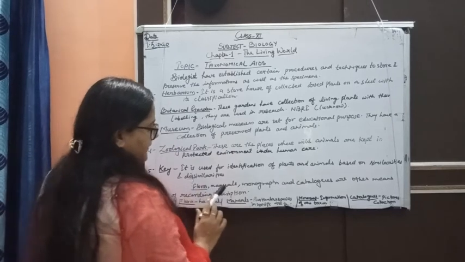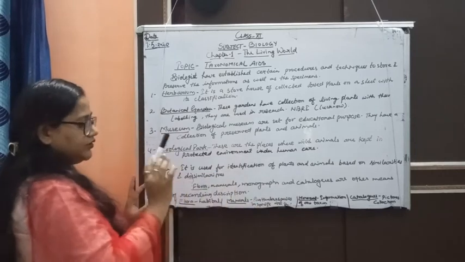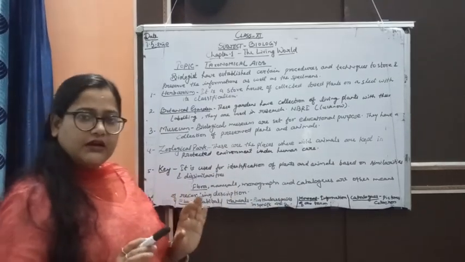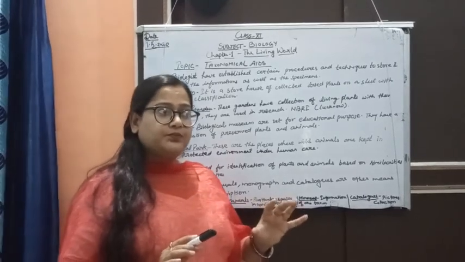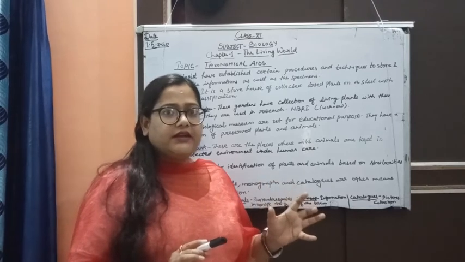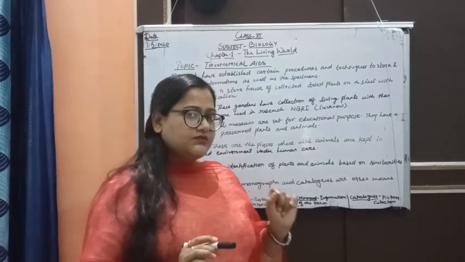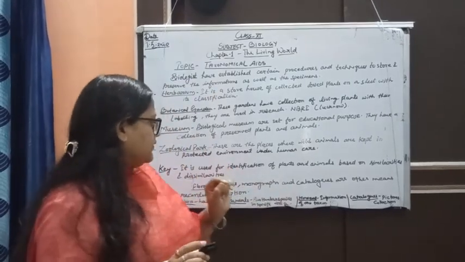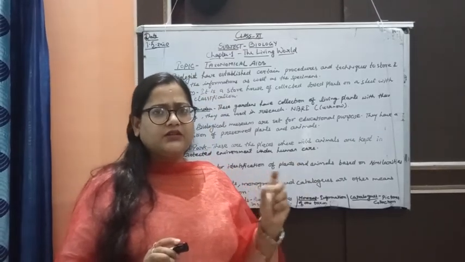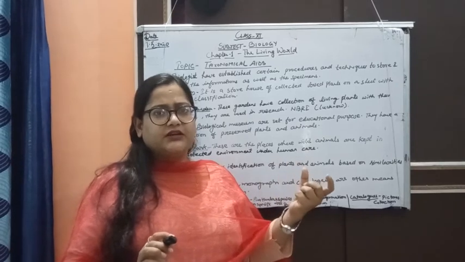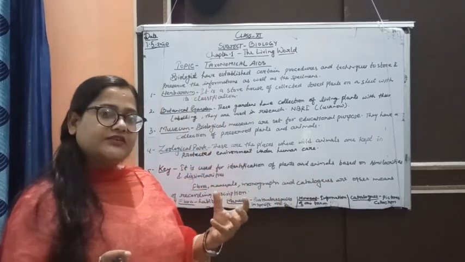Other than these, there are other aids also, that is flora, manuals, monograph and catalogs. These are also used for recording the descriptions. What does flora mean? Flora means on the basis of habitat, meaning living area, we can identify the organism. What does manual mean? In this we see a particular species in a particular area. Suppose polar bears are found in the polar region. So these come under the study of manuals.